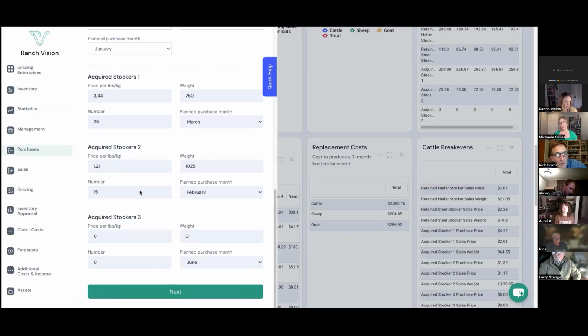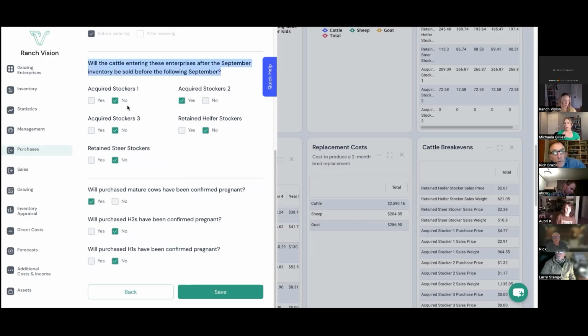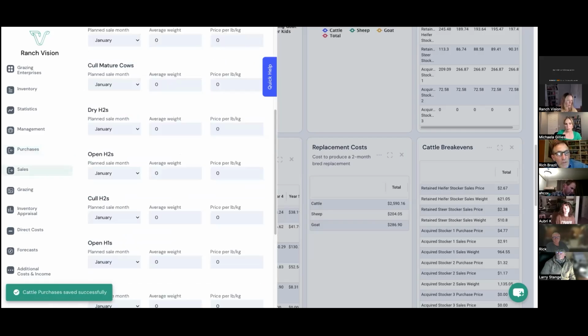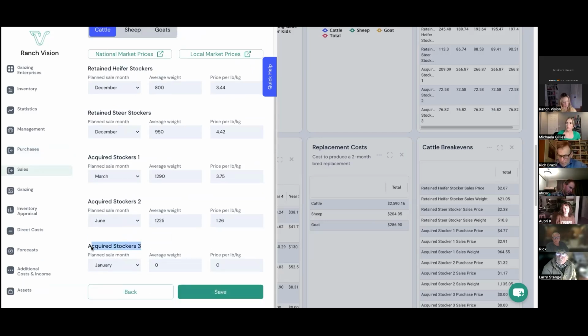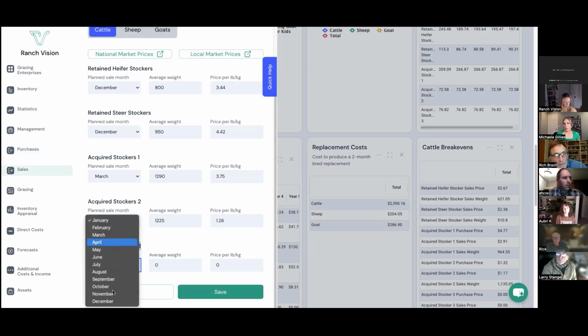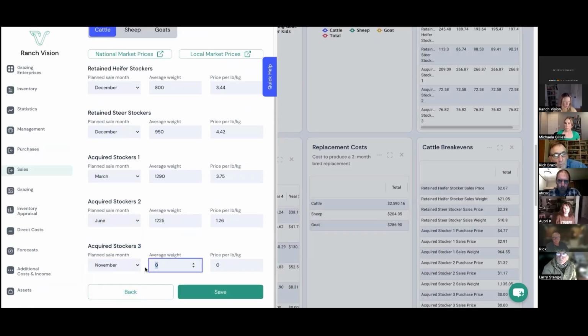30. Okay, 30. And what are they going to weigh? 800 pounds. And you're not paying anything because you don't own them, right? Right. Okay, so go next. When are you going to sell them? November? Okay. So say yes for acquired stalker 3. Okay, save. And then you're selling them. What weight will they be when they leave? Let's do 1,200 pounds.